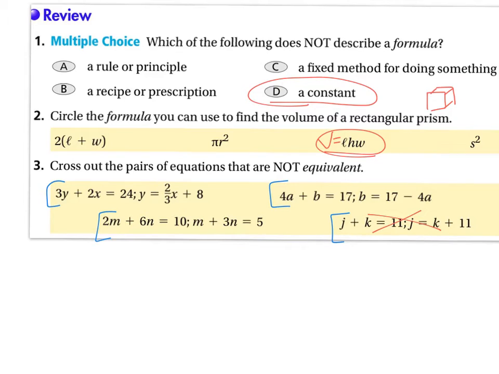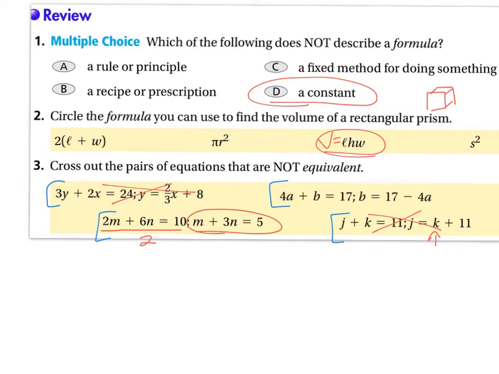This one is not equivalent because if I subtract k from both sides, that would have been a negative k, not a positive k. You find the other one? This one is not equivalent. If I divided everything by 3, it would look equivalent, but remember, to get the x on the right, we'd have to subtract it. This one is equivalent. If I divided everything by 2, I would get m plus 3n equals 5.